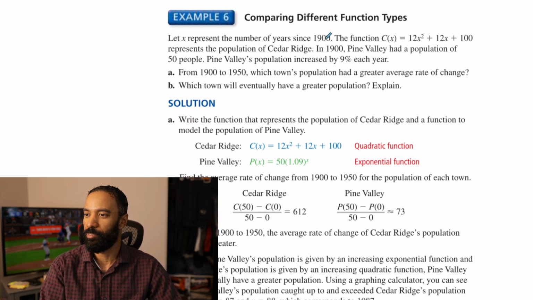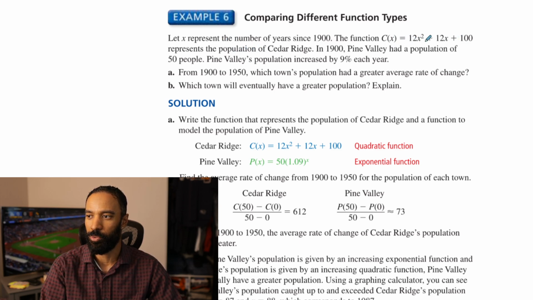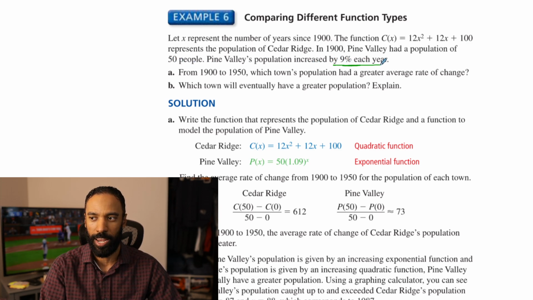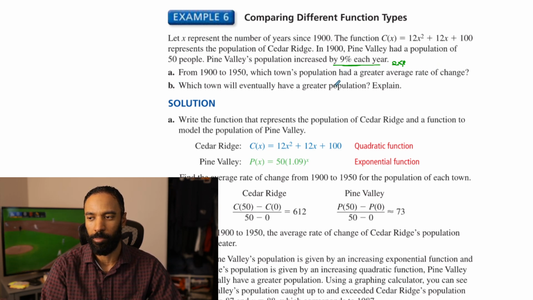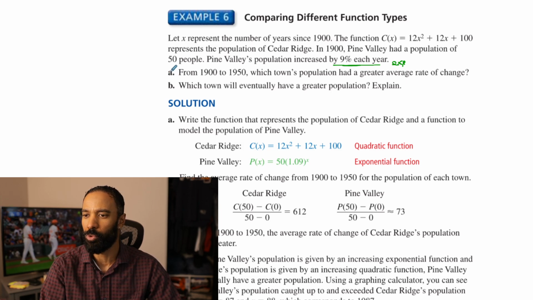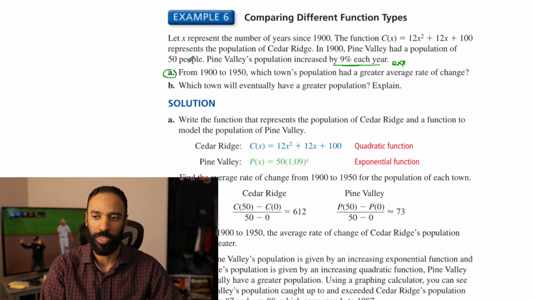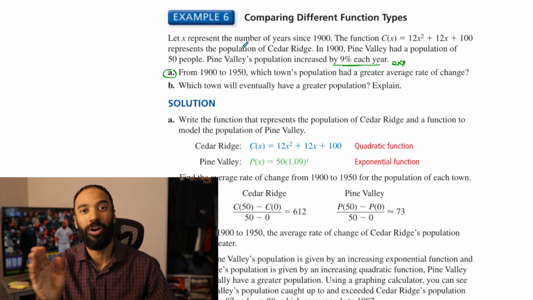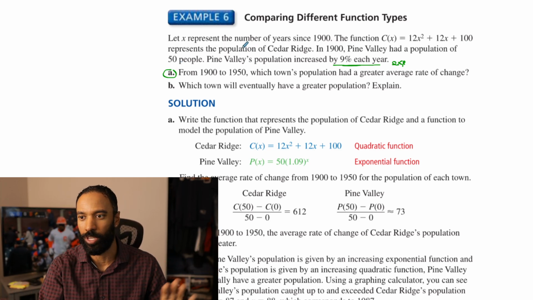So compare different function types. Let x represent the number of years since 1900. The function represents the population of Cedar Ridge. That's quadratic. Pine Valley has a population of 50 people and increased by 9% per year. That sounds like it's exponential, as we've written exponential models for these. From 1900 to 1950, which town's population had a greater average rate of change? Which town will eventually have a greater population? I bet Cedar Ridge would win over this one here, because they want to show you, early on it's good, but later on, look at Pine Valley.